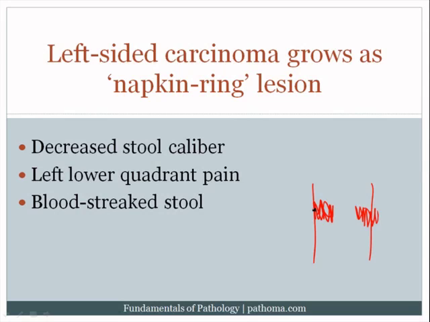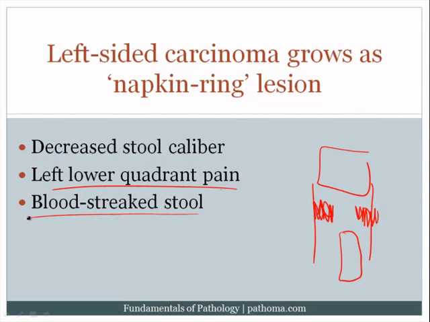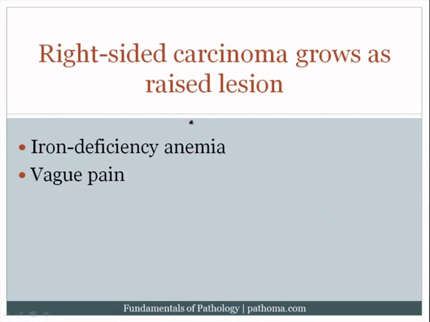Now, the classical clinical features of such a lesion would be that there would be decreased stool caliber. Now, imagine if the stool is coming through here, as it gets squeezed to the napkin ring, it will create pencil-thin stools. And so the stool caliber would decrease. There could be left lower quadrant pain. There could also be blood streaking on the stool. But I think the number one thing is here, the decreased stool caliber. Also important to note that the adenoma-carcinoma sequence tends to be more on the left side than it is on the right side.